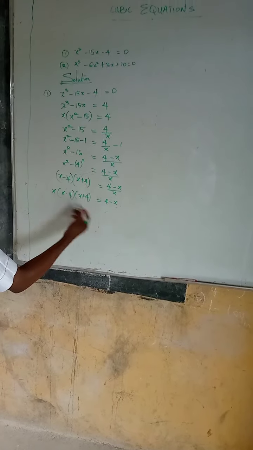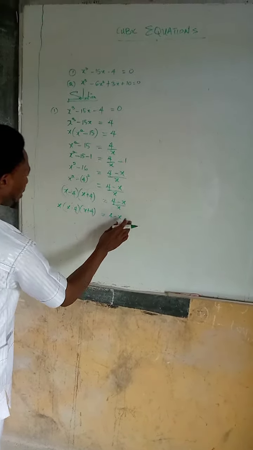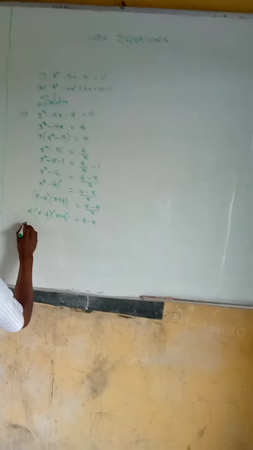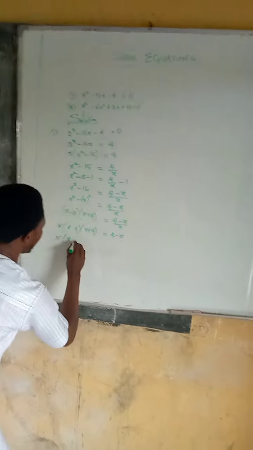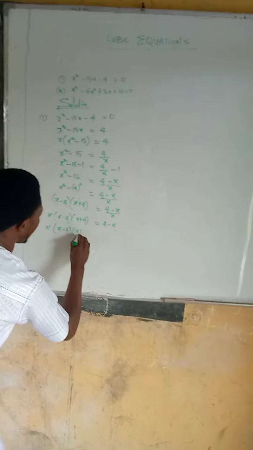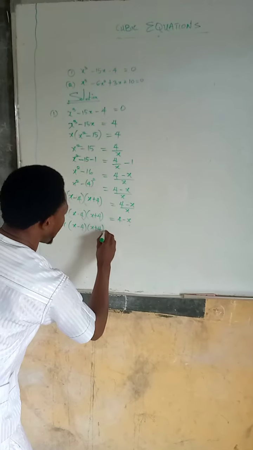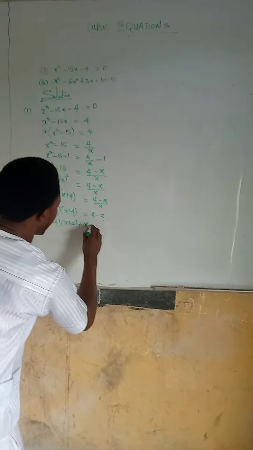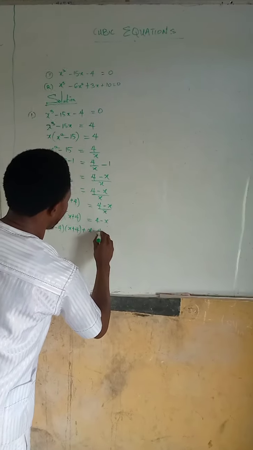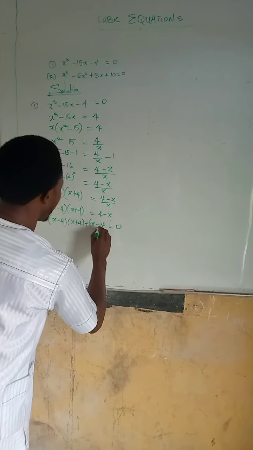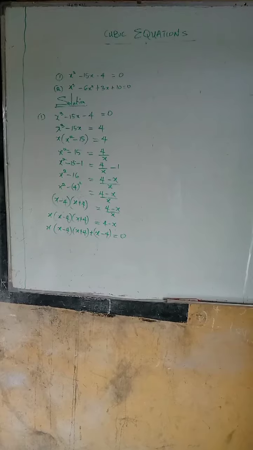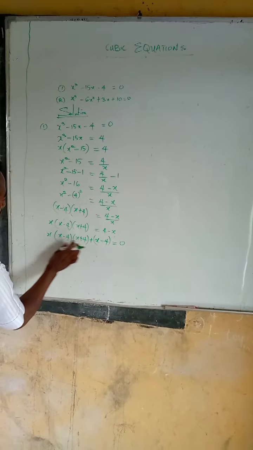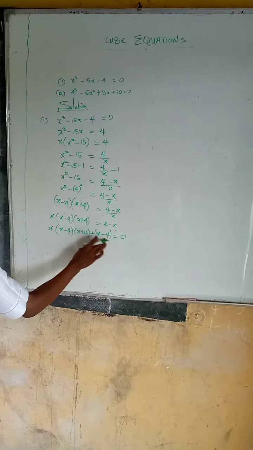Then let's take this one to make the right hand side 0. So we have x into x minus 4 into x plus 4 plus x minus 4 equal to 0. This is what we have. You can see that you can factor x minus 4 out of this place.